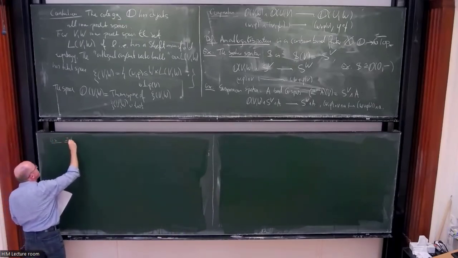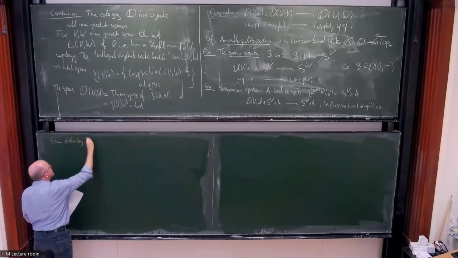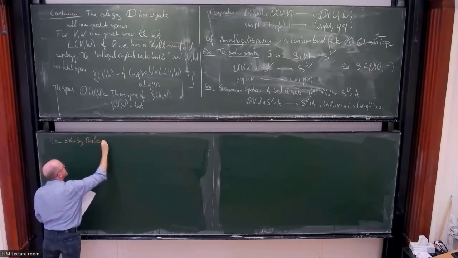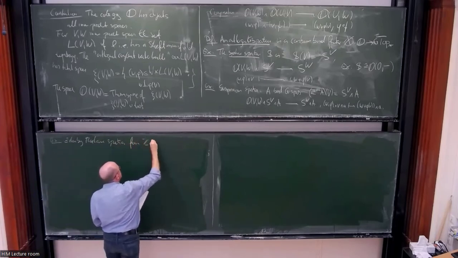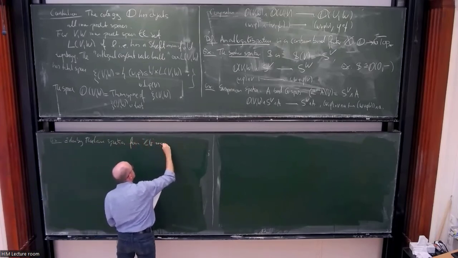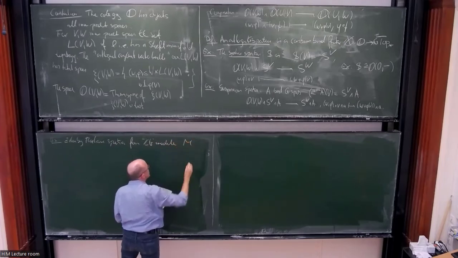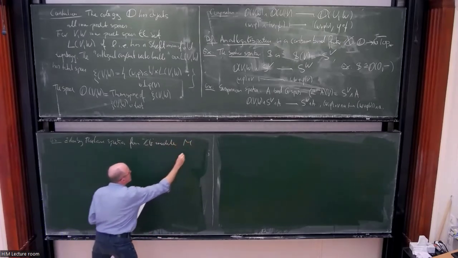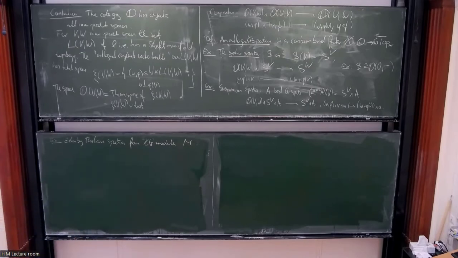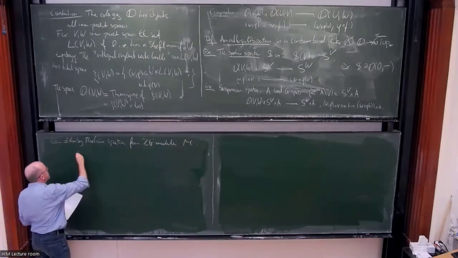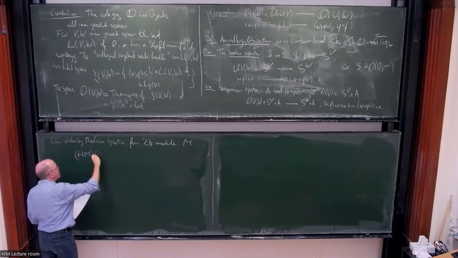Eilenberg-MacLane spectra from a ZG module, also known as an abelian group with a G action, M. In the homotopy category, there are essentially unique objects even for general Mackey functors, but those I cannot write down in closed form in the following spectrum. If somebody can, I'd love to know.